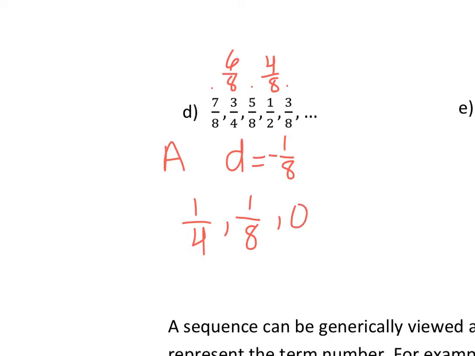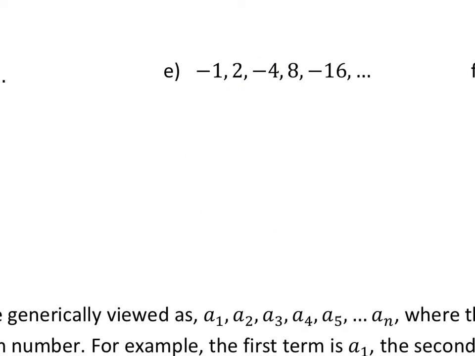Let's do one more. Let's look at E. Here we've got negative, positive, negative, positive, negative. So that right there tells me that it can't be an arithmetic sequence. It's going to have to be geometric, and it's going to be multiplied by a negative number. So negative 1 to 2, I can multiply by negative 2. Let's continue, see if that works.